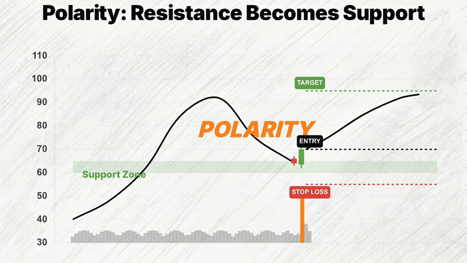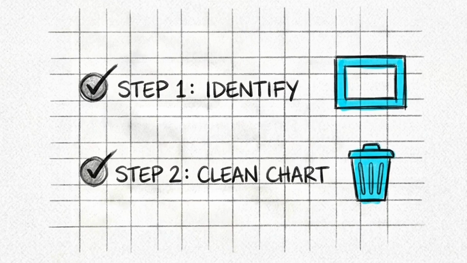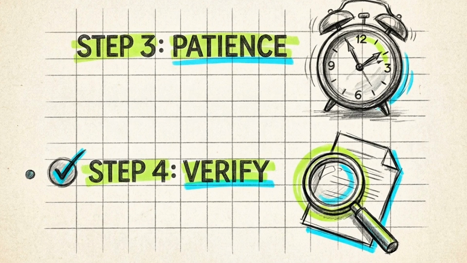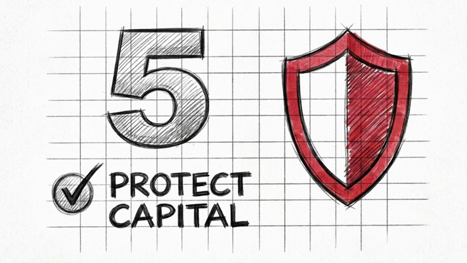To execute this consistently, you follow a strict sequence. 1. Draw your levels as zones, not thin lines. 2. Delete old, irrelevant historical data. 3. Wait patiently for the price to reach your zone. 4. Confirm the reversal with candlestick patterns and volume. 5. Set a stop loss that allows for minor market noise.